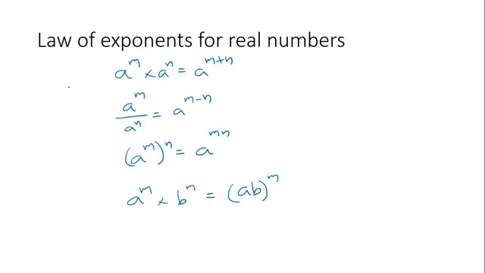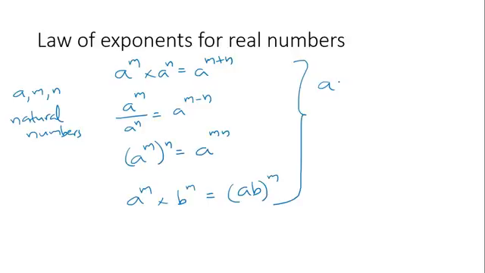The thing to note here is that in earlier classes, when you studied these laws, you assumed that a, m and n are natural numbers. Now the only difference is that you can use these same laws, and there's no restriction that a, m and n should be natural numbers. So a can be any real number which is greater than 0. So a is a positive real number, and m and n are rational numbers.